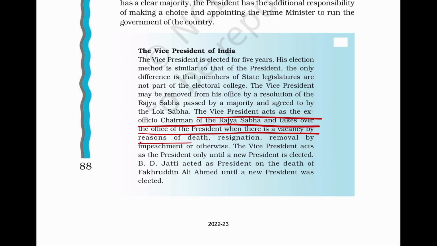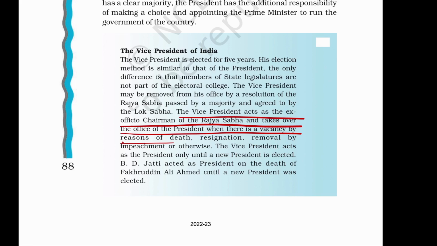And also, they take over the office of President if there is, let's say, a vacancy in the office of President, or the President has died, resigned or been removed, etc. So the Vice President in that case acts as the President.